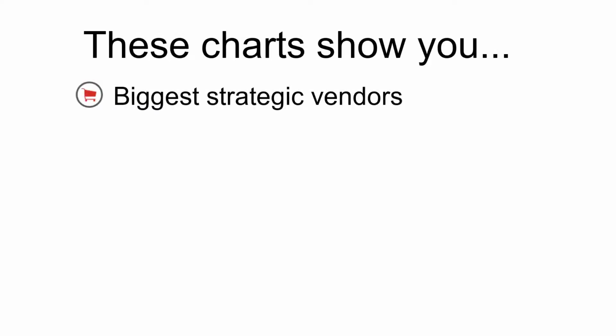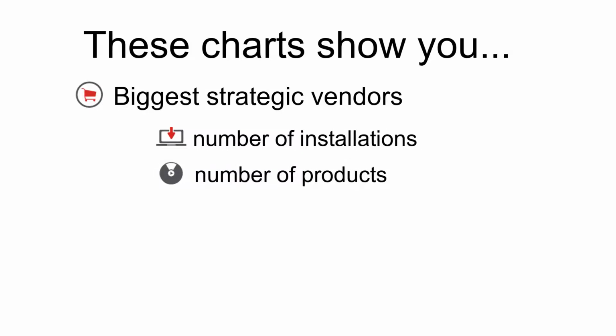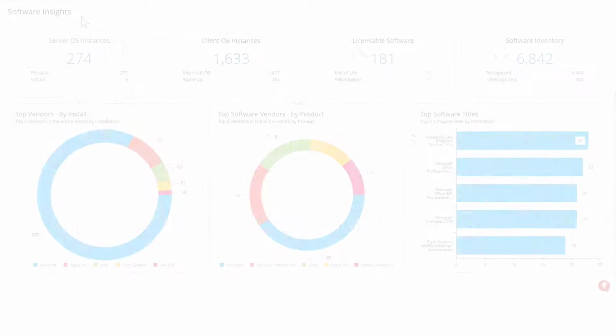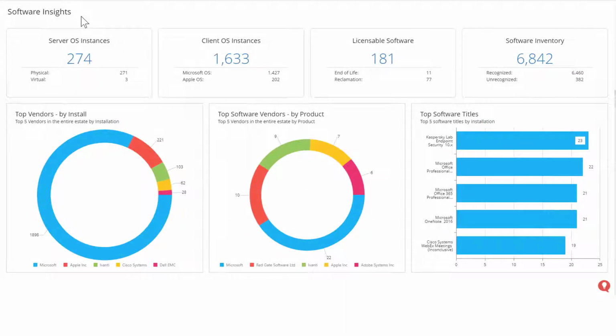These charts enable you to identify who your biggest strategic vendors are based on the number of installations and on the number of products, and also which licensable software titles have been installed most. You can click these items on the Software Insights dashboard to see more detail.